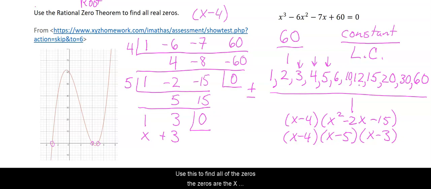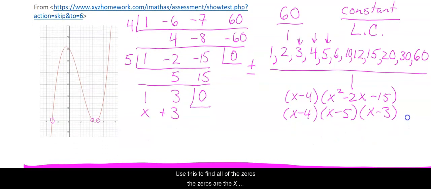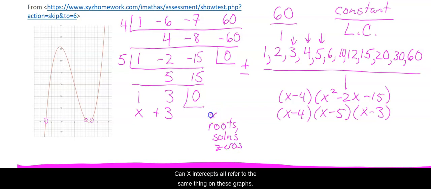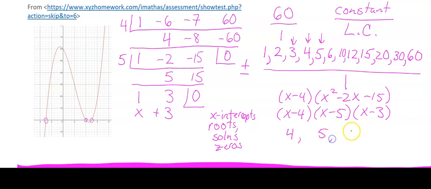Let's use this to find all of the zeros. The zeros are the x-intercepts, also called solutions or roots. So roots, solutions, zeros, and x-intercepts all refer to the same thing on these graphs. My solutions are 4, 5, and oops, I've lost my plus. It should be plus so that I get -3 for the solution.